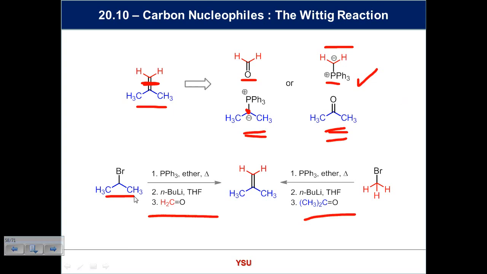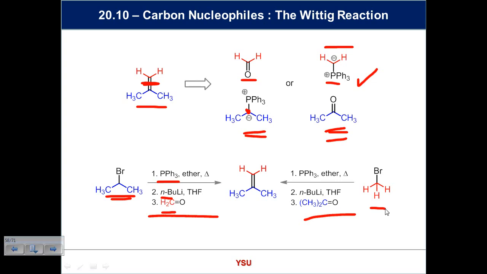If I start with the secondary bromide, you can make some comments about how fast this will happen. It will be slower because it's secondary. And once you get to the phosphonium salt stage, maybe the proton isn't as acidic because it's on a secondary carbon. But same sequence. Make the salt, go after it with a base, add the carbonyl. Mechanistically exactly the same as the previous slide.